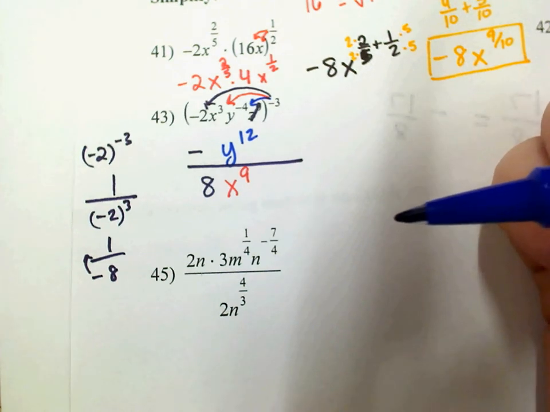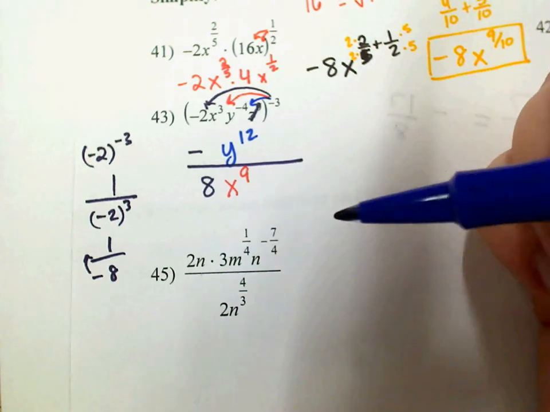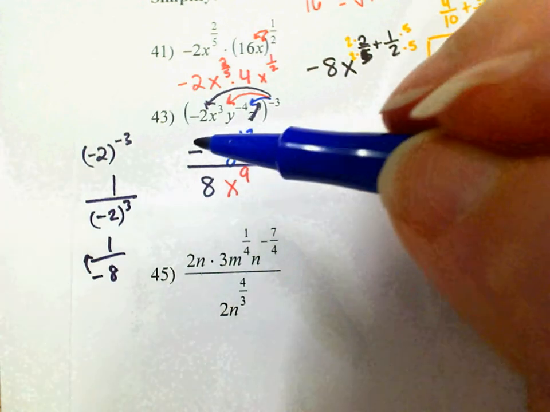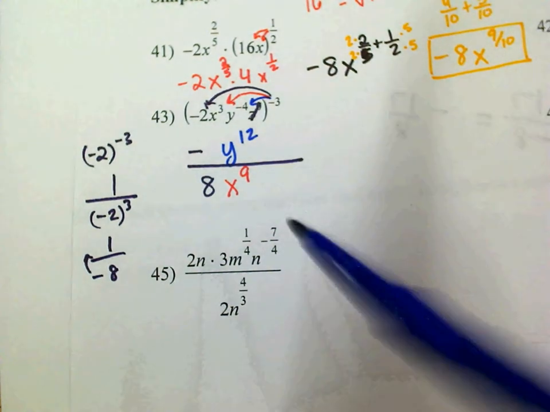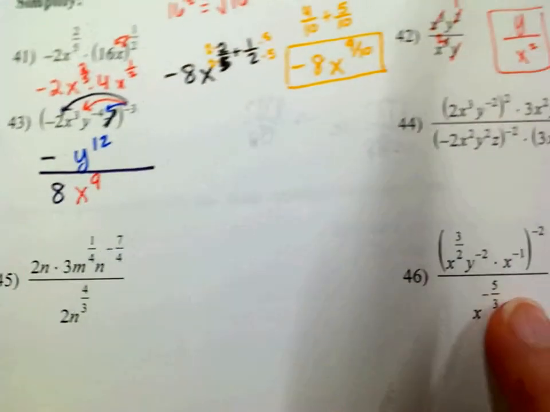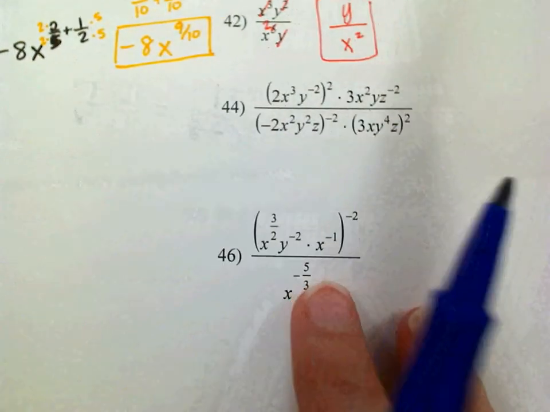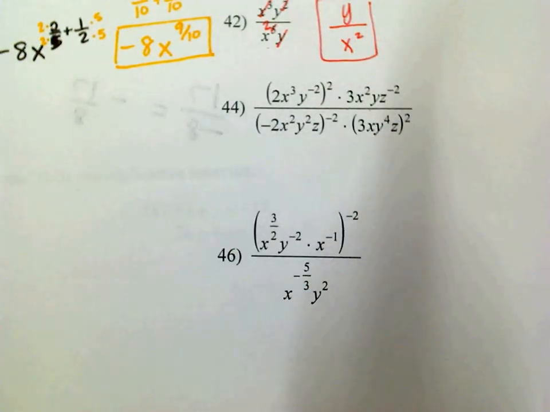Okay, the computer just got slow. Let's see if it, yeah, it's caught up. Okay, all right. 44, which is even more fun.